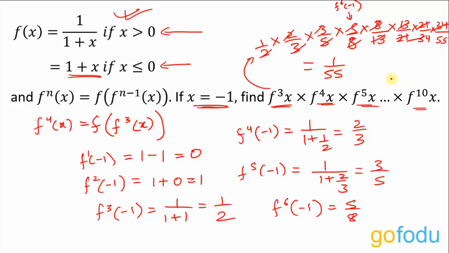Now what if, instead of starting from f3x, the product started from f1x? If we had f1x into f2x into f3x and so on till f10x, what will be the answer then? Well, the answer will simply be 0, as f1 of minus 1 is 0, so it will make this whole product 0 only. So in this way, even if cases are there, we can deal with iterated functions easily.